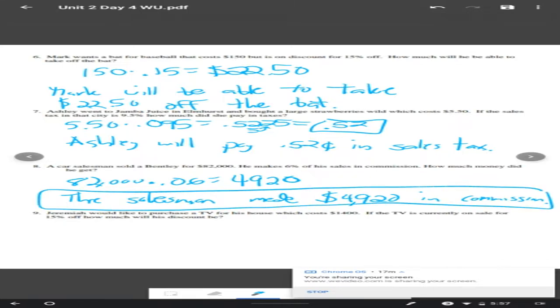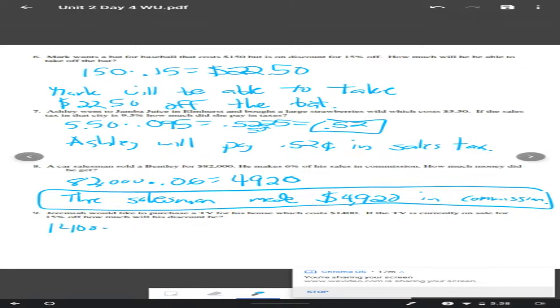Boom. That's a pretty good month just for selling one car. And the last one on this page was Jeremiah bought a TV for his house, which cost $1,400. It's currently on sale for 15% off. How much will that discount be? So this is where we just multiply the two numbers again.